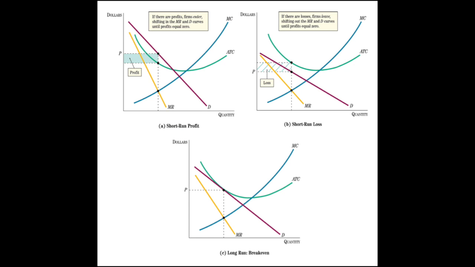This figure illustrates the key features of the model of monopolistic competition. The top left graph shows a typical monopolistically competitive firm that is generating positive profits, while the graph on the top right shows one with negative profits. The bottom graph shows a monopolistically competitive firm with zero profits.